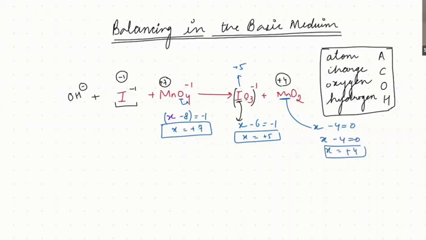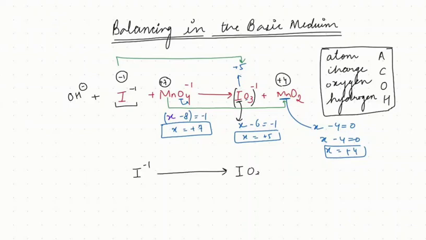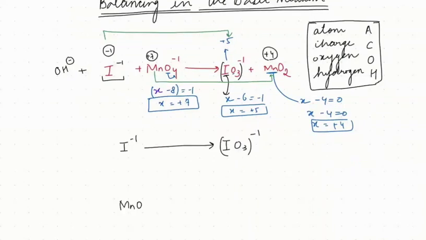So basically, I see here what? I see that overall iodine carries -1 to +5, and here manganese carries +7 to +4. So basically, you have to understand that I minus 1 gives me IO3 minus 1, and MnO4 minus 1 gives MnO2. Do you understand my point? Got my point?